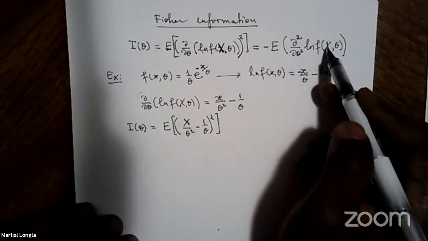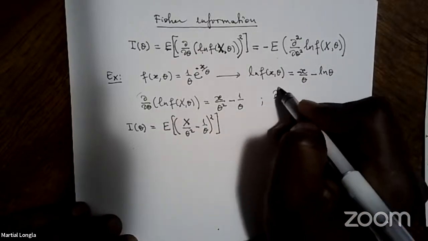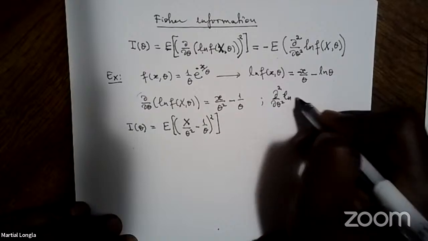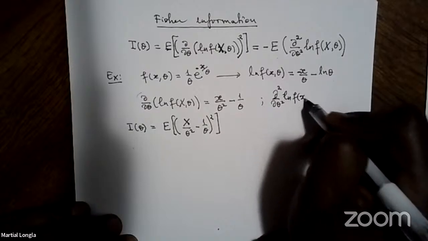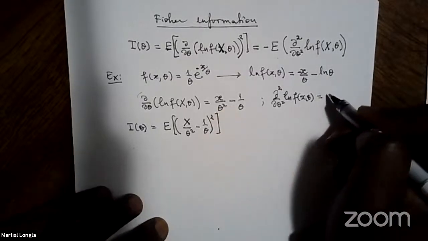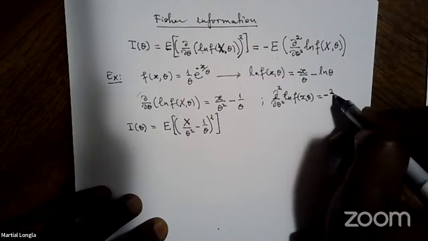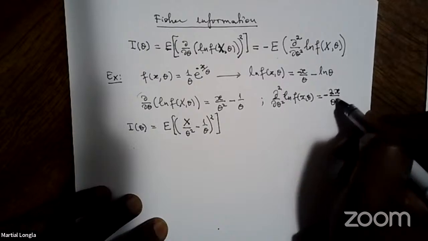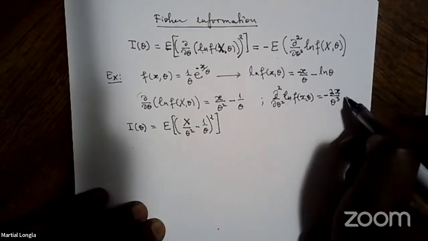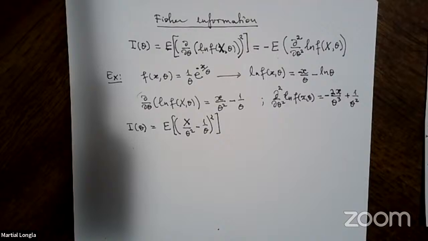And if I want to take that formula to compute, then I will need to take the second derivative here. So I need to take the derivative again, and here it's going to be minus 2x over theta cubed, right? Minus minus plus 1 over theta squared. Everybody agrees with this? Yeah.